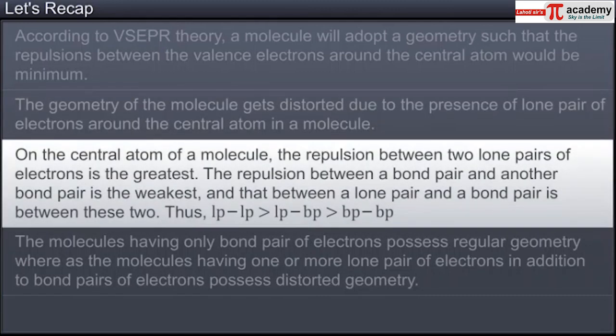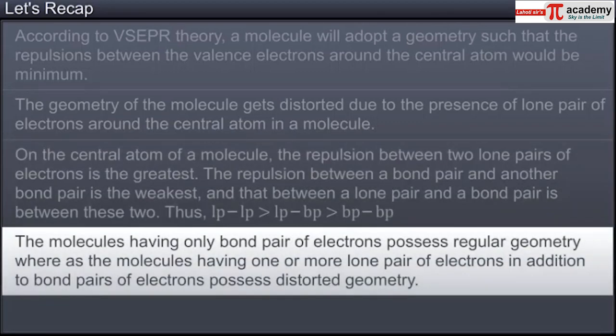On the central atom of a molecule, the repulsion between 2 lone pairs of electrons is the greatest. The repulsion between a bond pair and another bond pair is the weakest, and that between a lone pair and a bond pair is between these two. Thus, lone pair repulsions are greater than lone pair bond pair repulsions, which are in turn greater than bond pair repulsions.